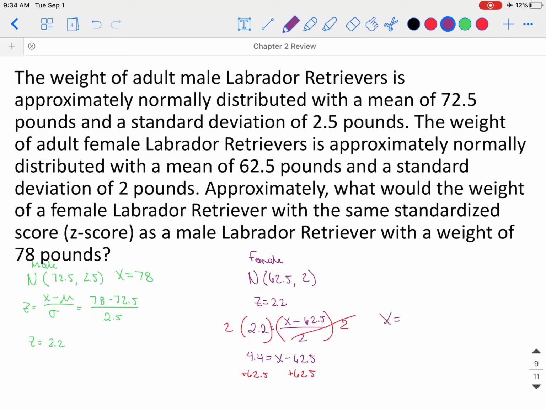And it's going to give me x is 66.9 pounds. So we would estimate if the male and female dogs had both the same standardized score, that the weight of the female would be 66.9 pounds.